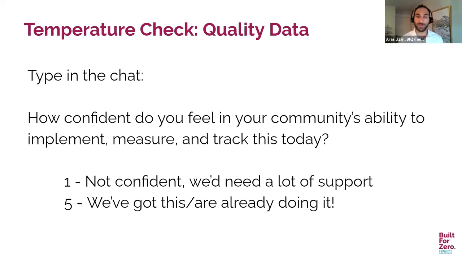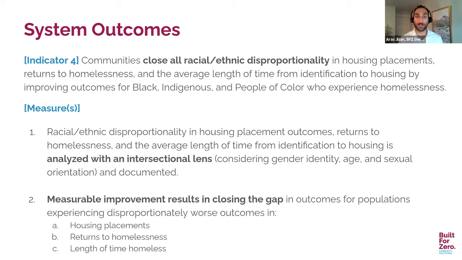Okay, I'll keep us moving. So the fourth and final indicator is really a companion to that quality data, right? Which is, what are the system performance metrics that we might want to look at once you have that quality data? All of y'all are obviously familiar through Built for Zero with looking at your actively homeless number, some inflow categories, some outflow categories. And really the indicator here is about closing racial and ethnic disproportionality in 3 of those categories or metrics: housing placements, returns to homelessness, and the average length of time from identification to housing.